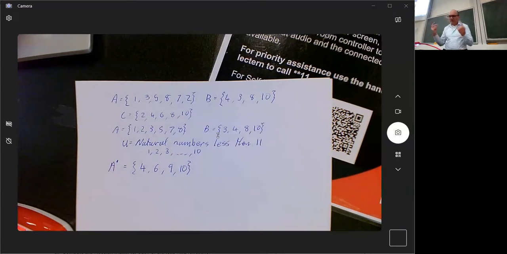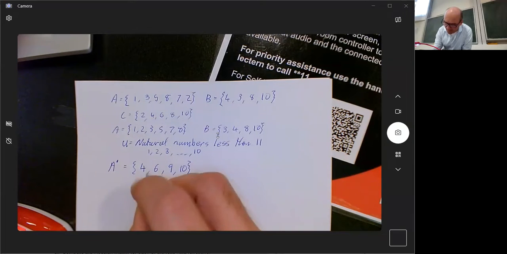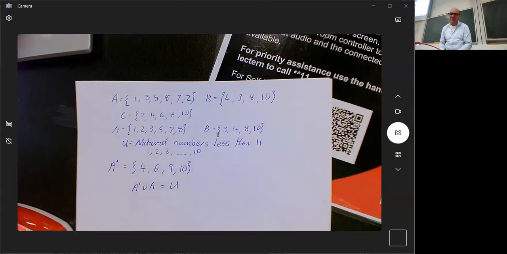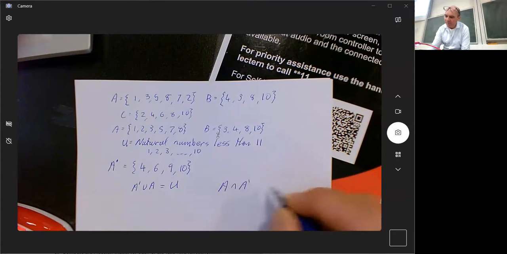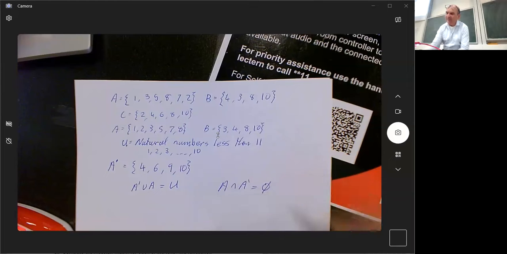All right. And so one of the things we should know is that A complement union with A should be equal to the universal set. In fact, that's true of any set. Any set union with its complement should be this. The other thing to know is that A intersection A complement is equal to the empty set. There should be nothing. And we love sets that do this.